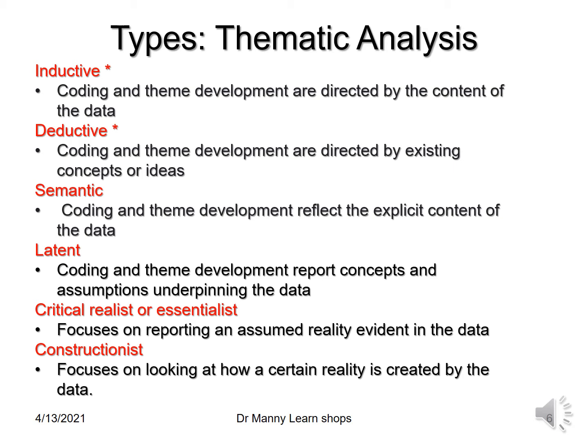Semantic reflects explicit content of the data. Latent reports concepts and assumptions underpinning the data. Critical realist or essentialist focuses on reporting an assumed reality which is evident in the data, and constructionist focuses on looking at how certain realities are constructed or created by the data. If you want more information, let me know. Otherwise, go to the internet, research it yourself. You are master's students.